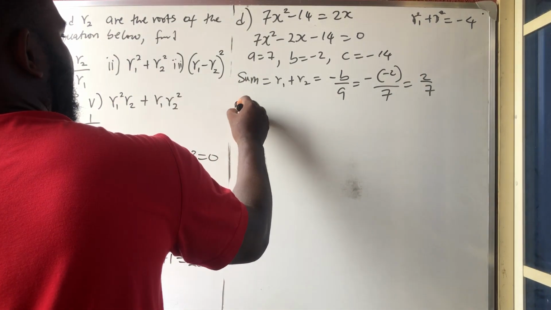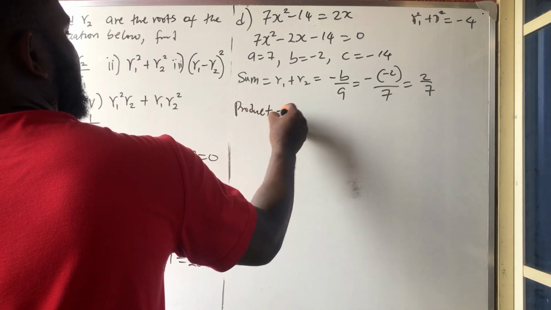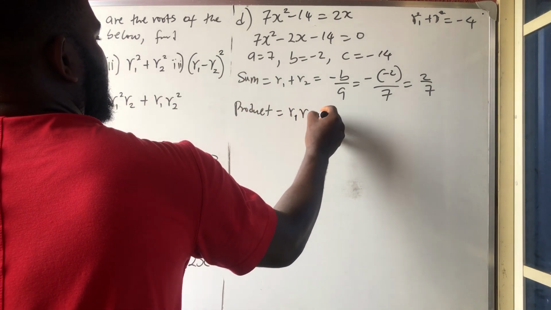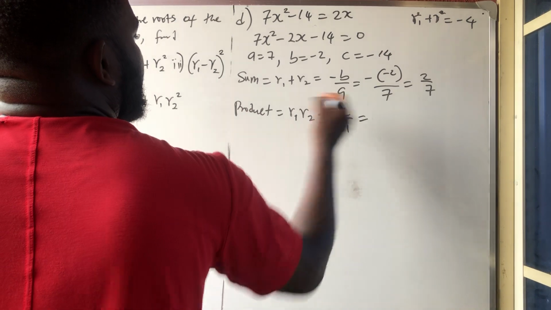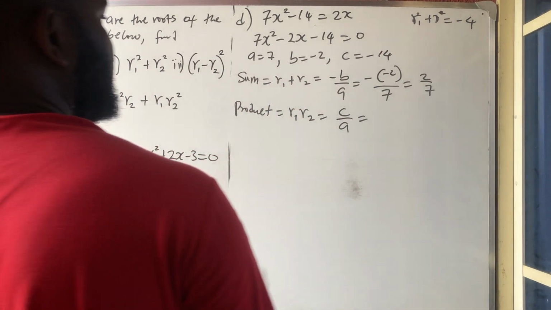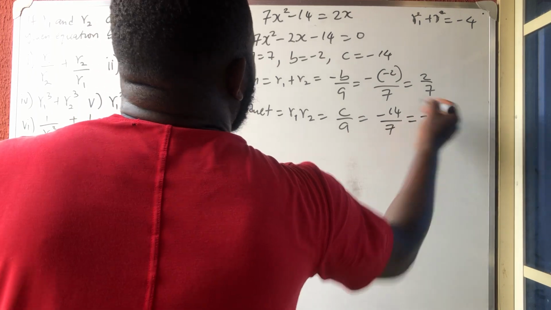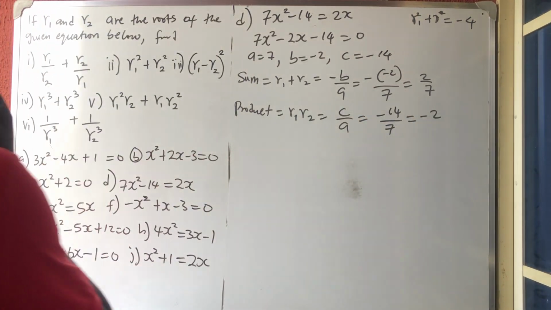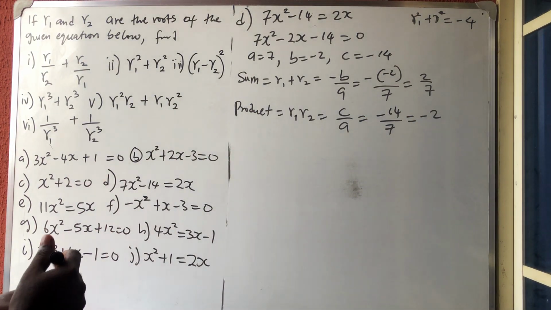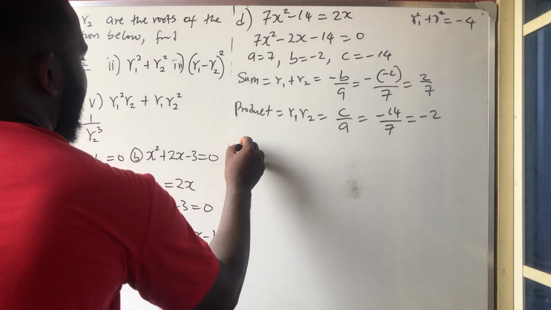So the next one is the product. The product, which is what? R1 R2, which is what? C over A, which is what? What is my C? Minus 14 over 7, which is what? Minus 2. So I've gotten the sum and the product. It will now help me to get every other thing here. So let me still start from II.